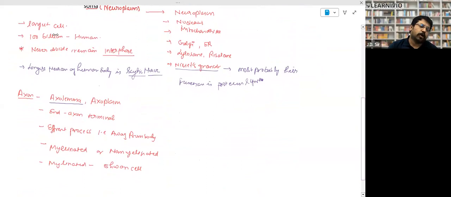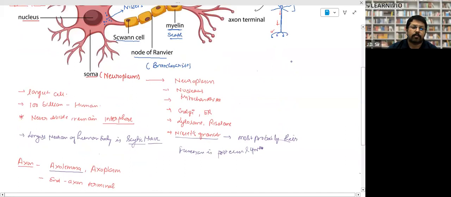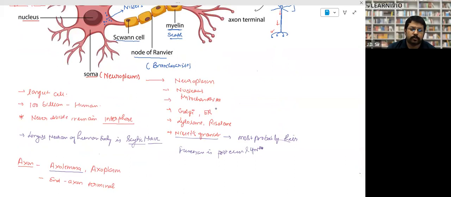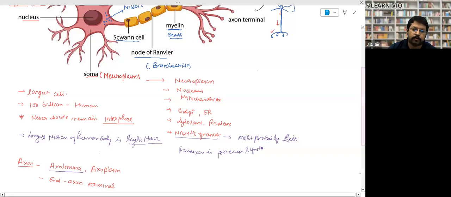This is the longest cell, and a human may have 100 billion neurons. Nerve cells never divide; they always remain in interphase. The longest nerve, I have told you, is the human body's sciatic nerve. The cytoplasm contains neuroplasm, nucleus, mitochondria, Golgi, ER, lysosome, ribosome, and Nissl's granules, and most probably they are responsible for protein synthesis.